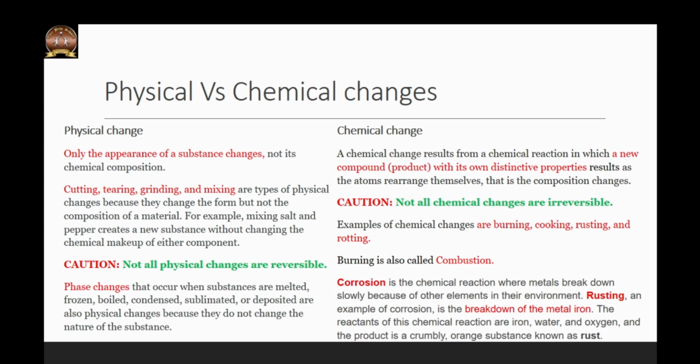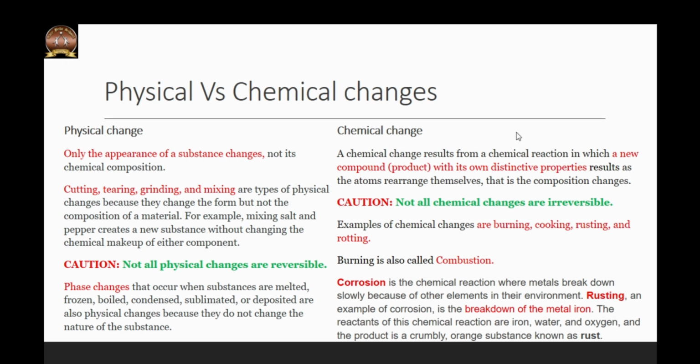Some physical changes, such as when you tear a paper or when a wood is sawed into sawdust, cannot be reversed. A torn paper cannot be made whole again. Sawdust cannot be converted back into a log of wood again. Therefore, not all physical changes are reversible, but physical changes, such as phase changes, such as melting, freezing, boiling, condensing, sublimating, or depositing, are all reversible physical changes.